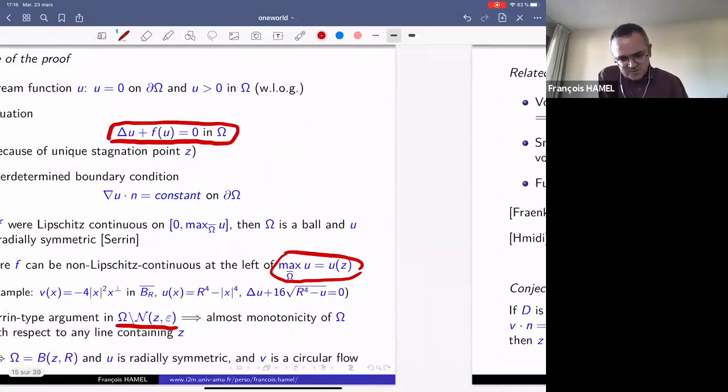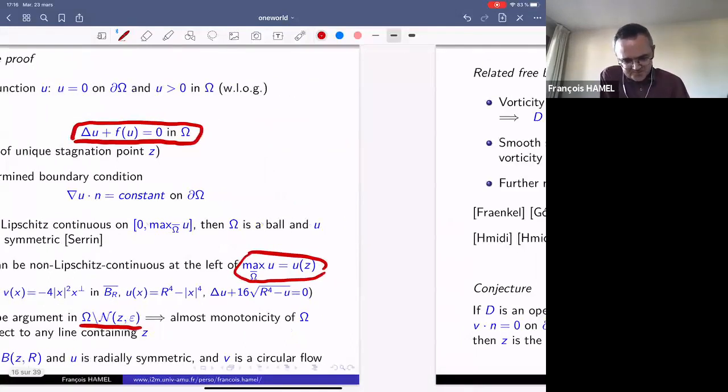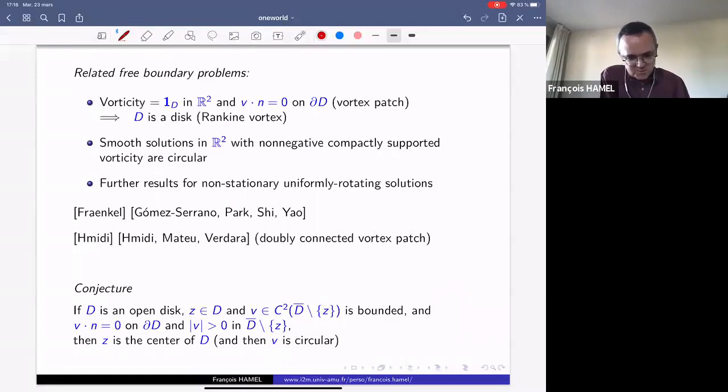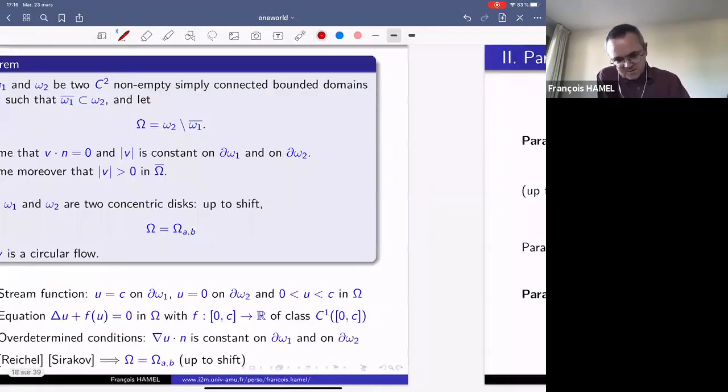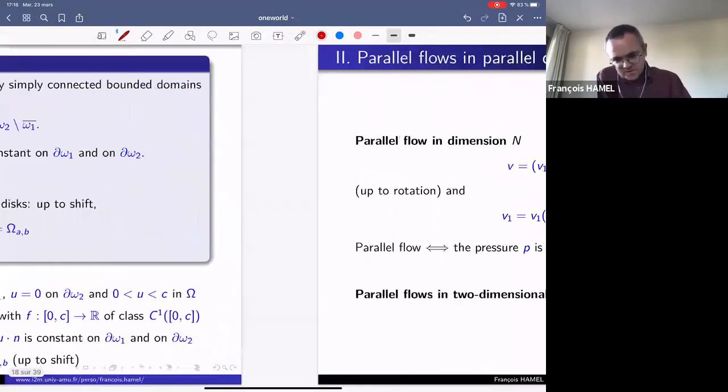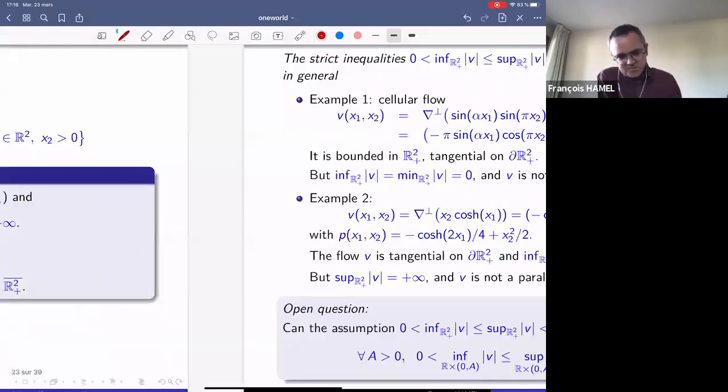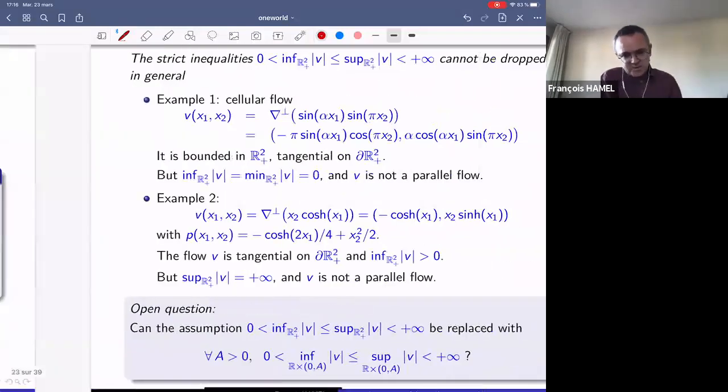There are also related results for other types of assumptions on the flow. I think I don't have time to present that. I would like to mention the last result, in the whole plane R2.